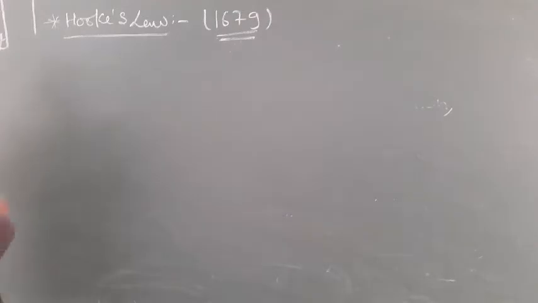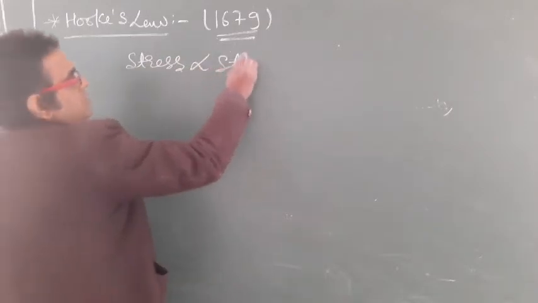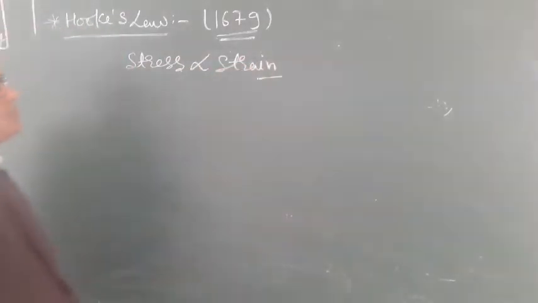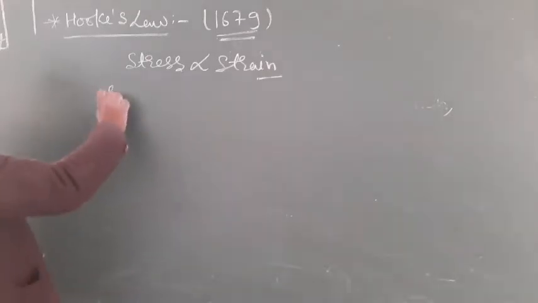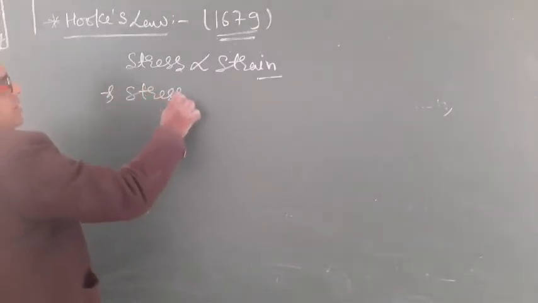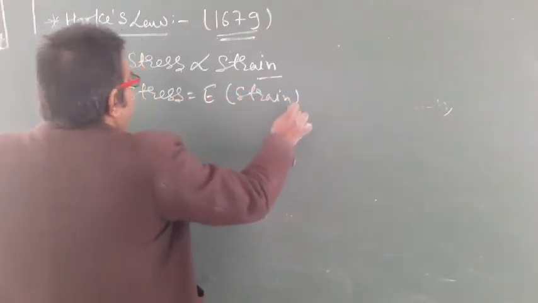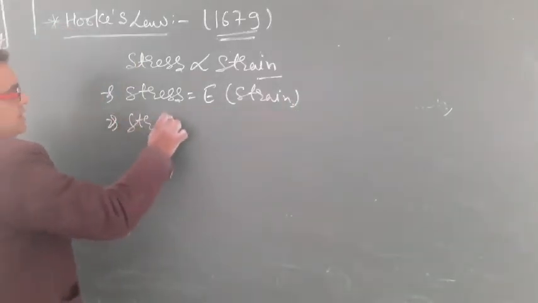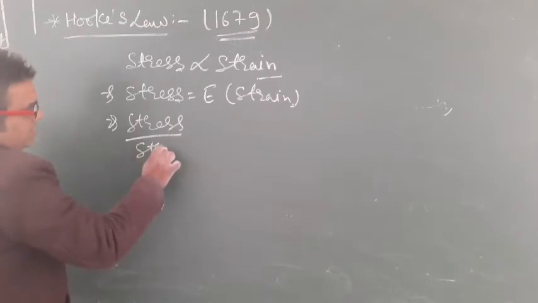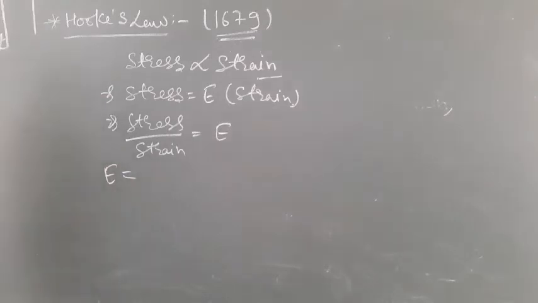Within the elastic limit, stress is directly proportional to strain. And from here, if we remove the sign of proportion by a constant, then it can be said that stress is equal to E into strain. Then we can say that stress upon strain is equal to E, and E is called the modulus of elasticity or coefficient of elasticity.